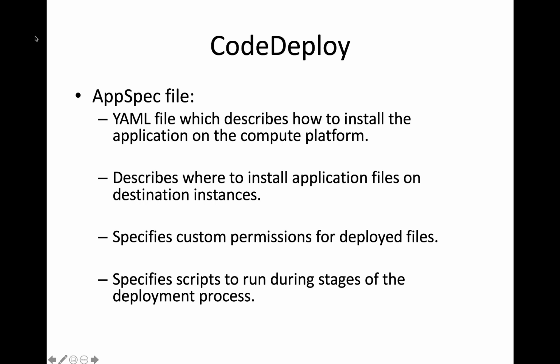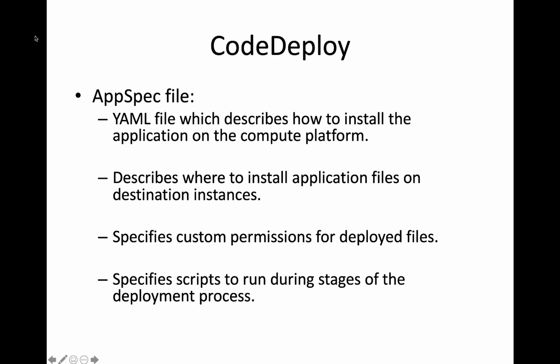I mentioned that you create an AppSpec file as part of your application bundle. And this is essentially a YAML file which describes how the CodeDeploy service is going to install the application on your chosen compute platform, like EC2. And the AppSpec file does a couple different things. And it's actually a fairly simple file to understand.